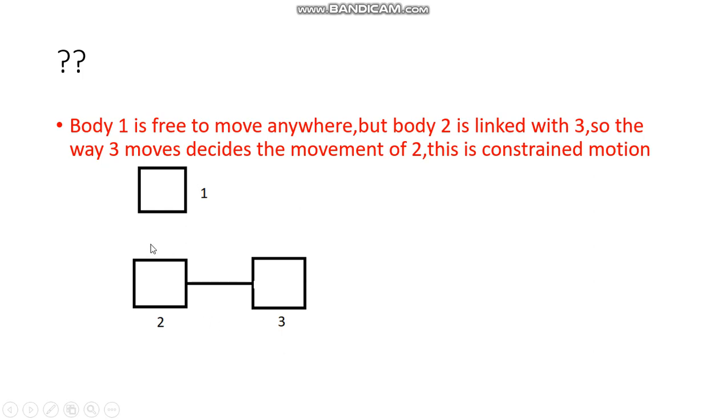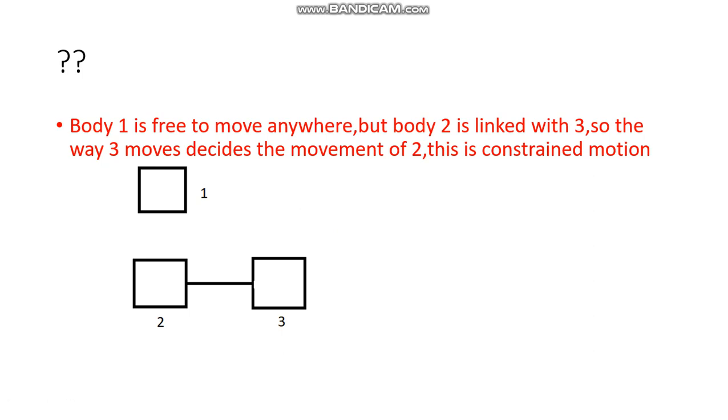If you see the second figure, body 3 and body 2 are connected by a rope. The way body 3 moves is going to affect the movement of body 2. So, there is a constraint for body 2 here. We can say that case 2 is a constraint motion, and case 1 is a free motion.